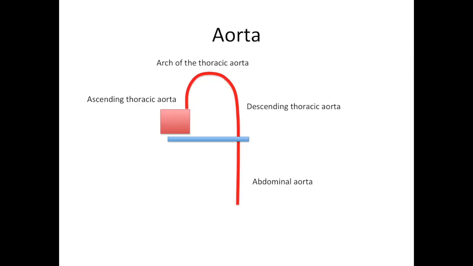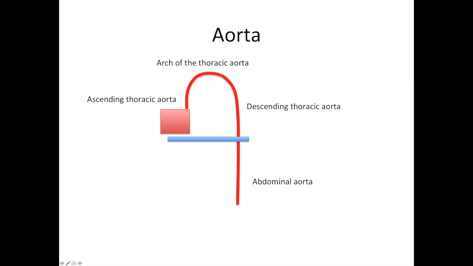So the next big blood vessel in the chest is the aorta. So this is the really important one that takes the blood from the heart to the rest of the body. So I've got a stylized diagram here of the aorta. So this box, this is the heart. And blood comes out of the heart in the ascending thoracic aorta.